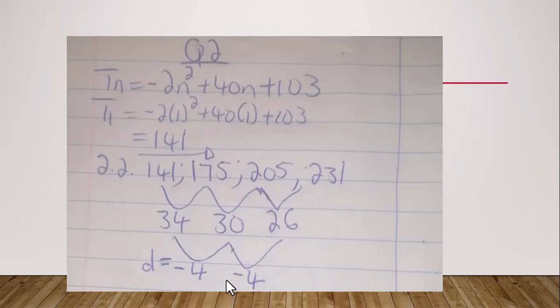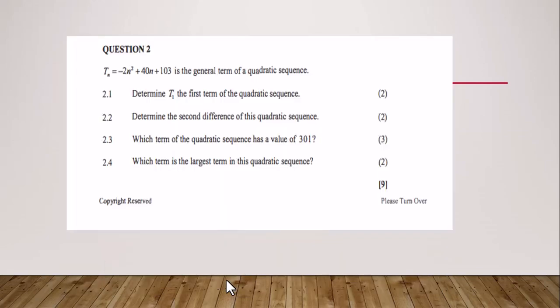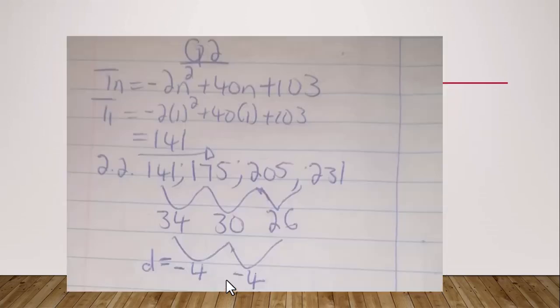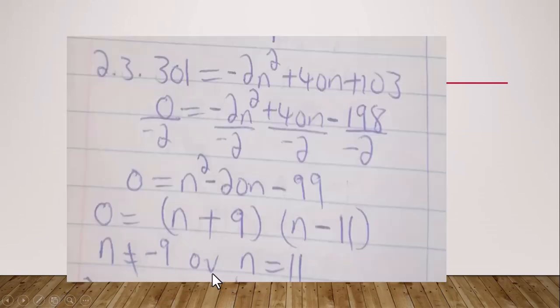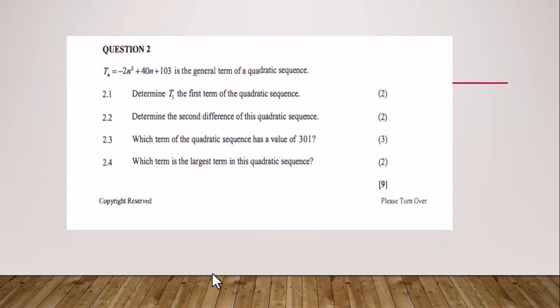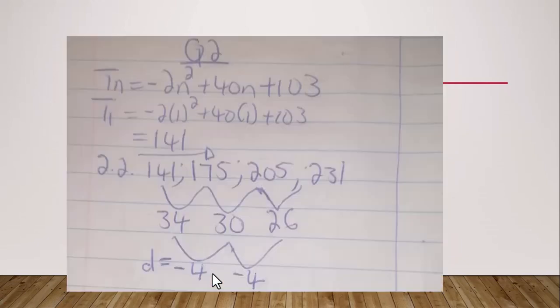So the value of the first term is 141. And then we go to 2.2. They say determine the second difference of this quadratic sequence. So I found the value of T1 to be 141, then T2, T3 and T4 by just substituting the values 1, 2, 3, 4, and you will find those values. And then I want the difference. There they are, the first difference and the second constant difference. So the second constant difference is -4.